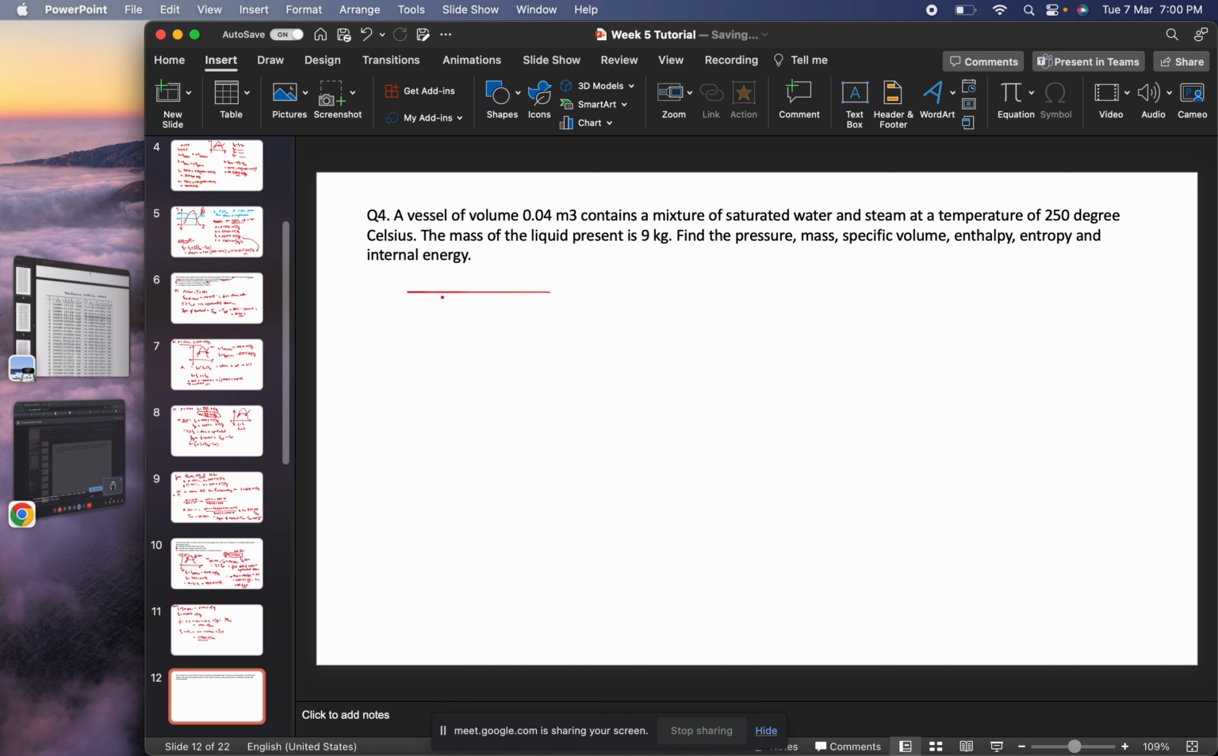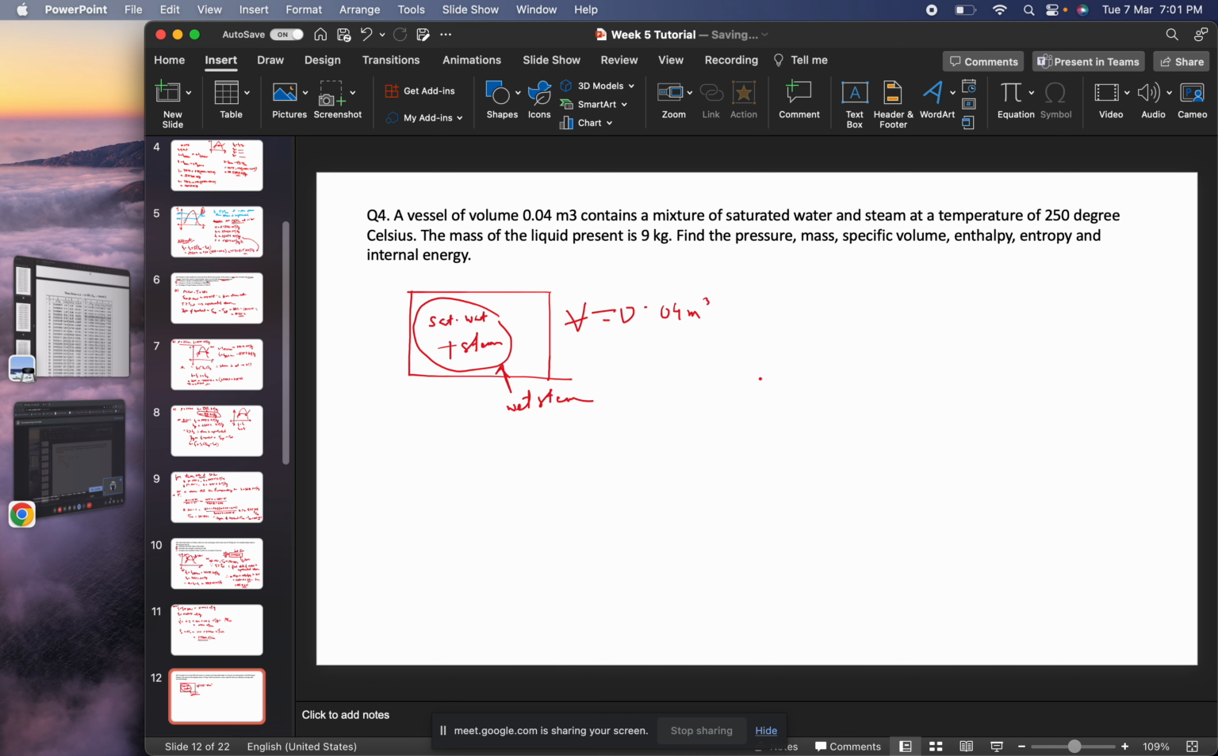Okay, there is a vessel, and its volume is given as 0.04 meter cube, and this contains a mixture of both saturated water plus steam. That means now we know the condition. The condition is what? It is basically a wet steam.